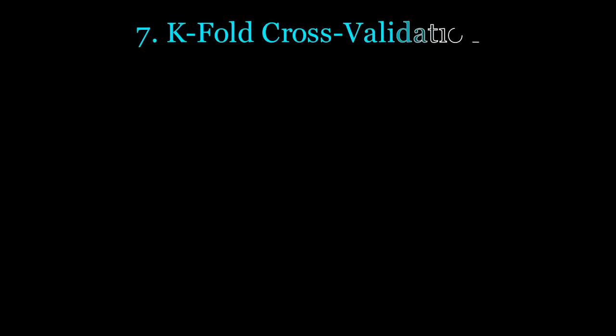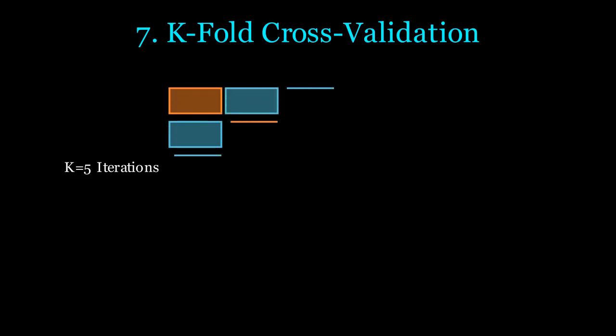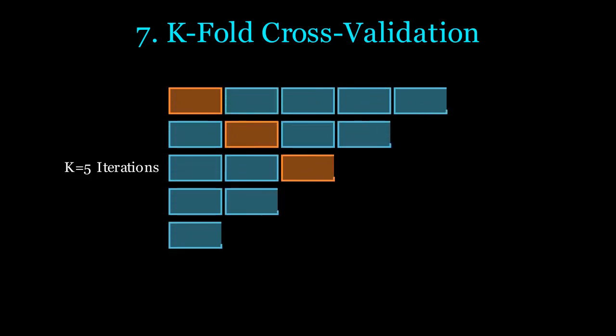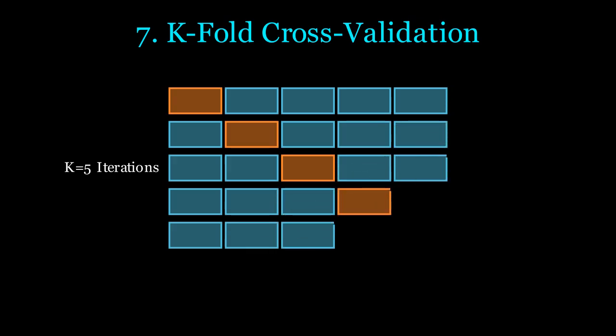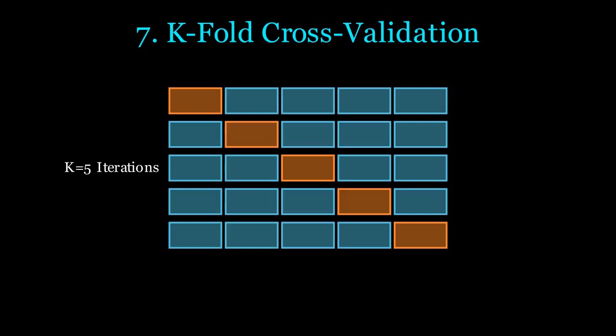Beyond a simple split, we have K-fold cross-validation. Instead of one split, we divide the data into K groups. We train on K-1 groups and test on the remaining one, repeating this process K times. This ensures that every data point gets a chance to be in the exam, providing a much more robust estimate of how the model will perform in the wild.